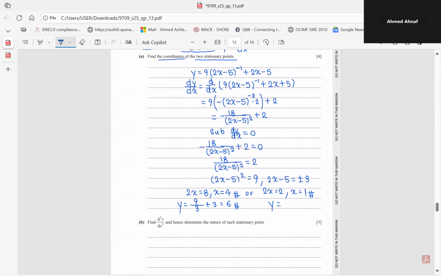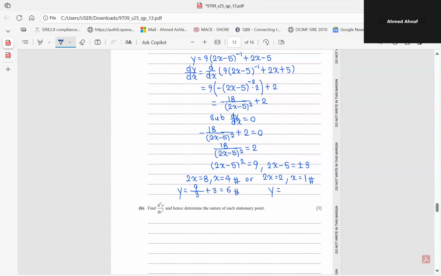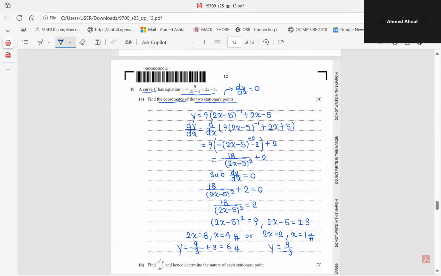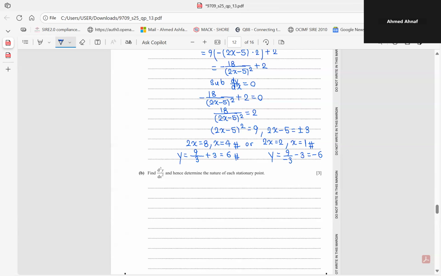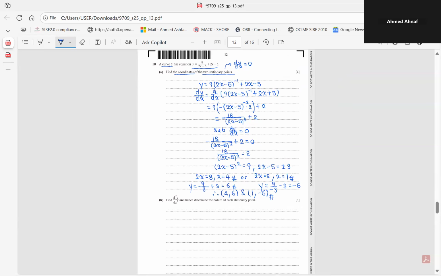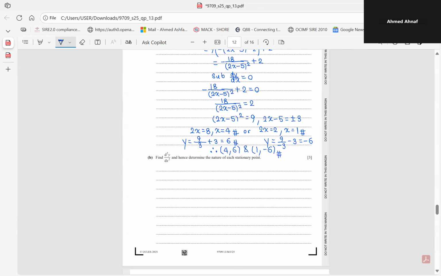And then for this, it would just be 9 over minus 3. Sorry, minus 3. So this would be minus 3 plus minus 3, which is minus 6. Okay, so hence our final answer would be (4, 6) and (1, negative 6). So these are our final answers for this question. Let's head on to the next part.